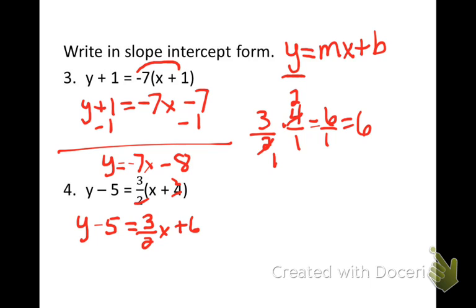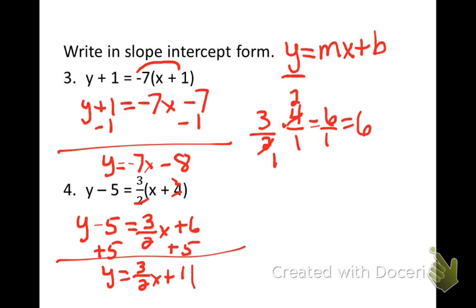So again, I want the y by itself, so I need to add 5 to both sides. And I get y equals 3 halves x plus 11. And it is in that form, so I would be done.